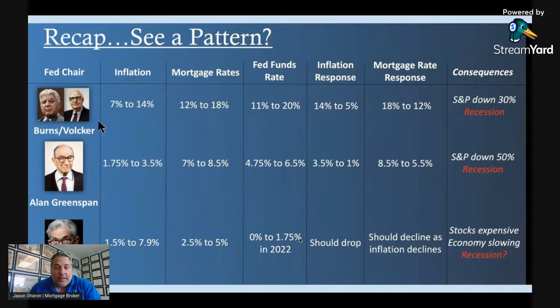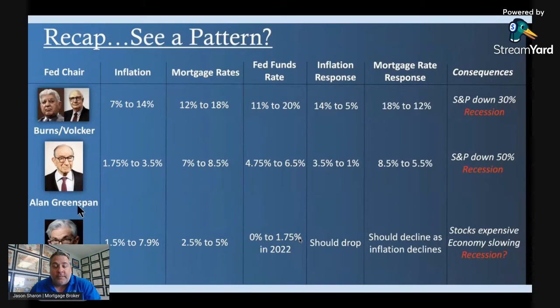During their tenure, inflation went from 7 up to 14%. Mortgage rates climbed from 12 up to 18%. Just facts. They took action to raise the Fed funds rate. It was 11. They raised it up to 20%, right? We're at 2 point something right now, like 2.25 approximately. From this action here, inflation dropped from 14 down to 5. 5% is still high, but that's a lot better than 14%, right? Mortgage rates in response to that dropped from 18 down to 12%. S&P was down 30%, and we're in a recession.